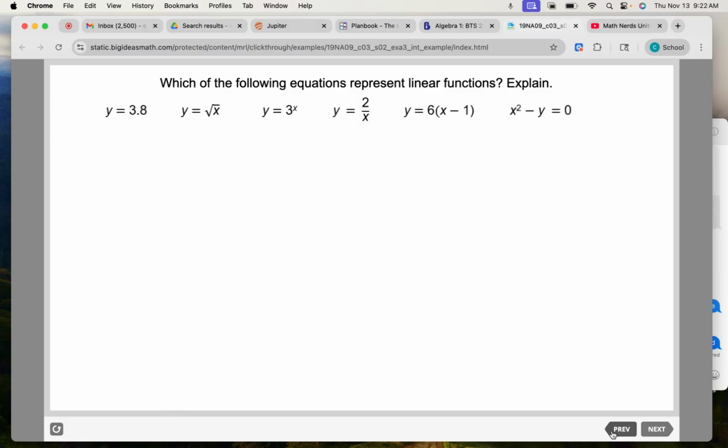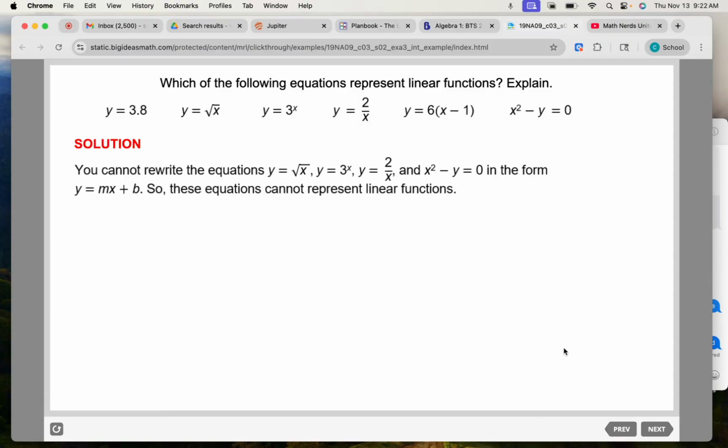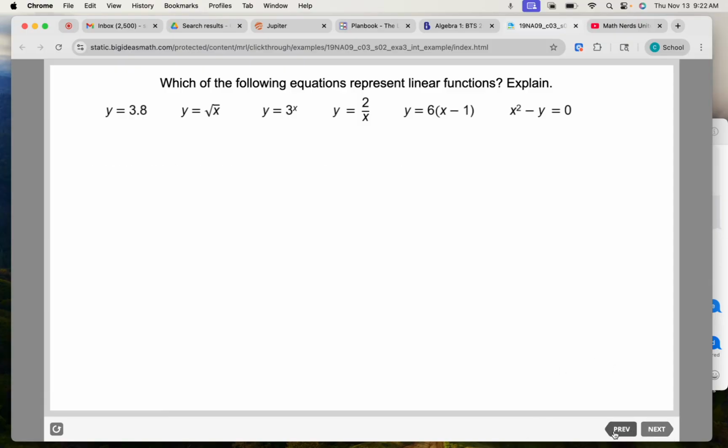The third one, y equals 3 to the power of x. Can I rewrite that into y equals mx plus b? No. There's not a simple way to rewrite that into y equals mx plus b. So that one also would not be a linear function.